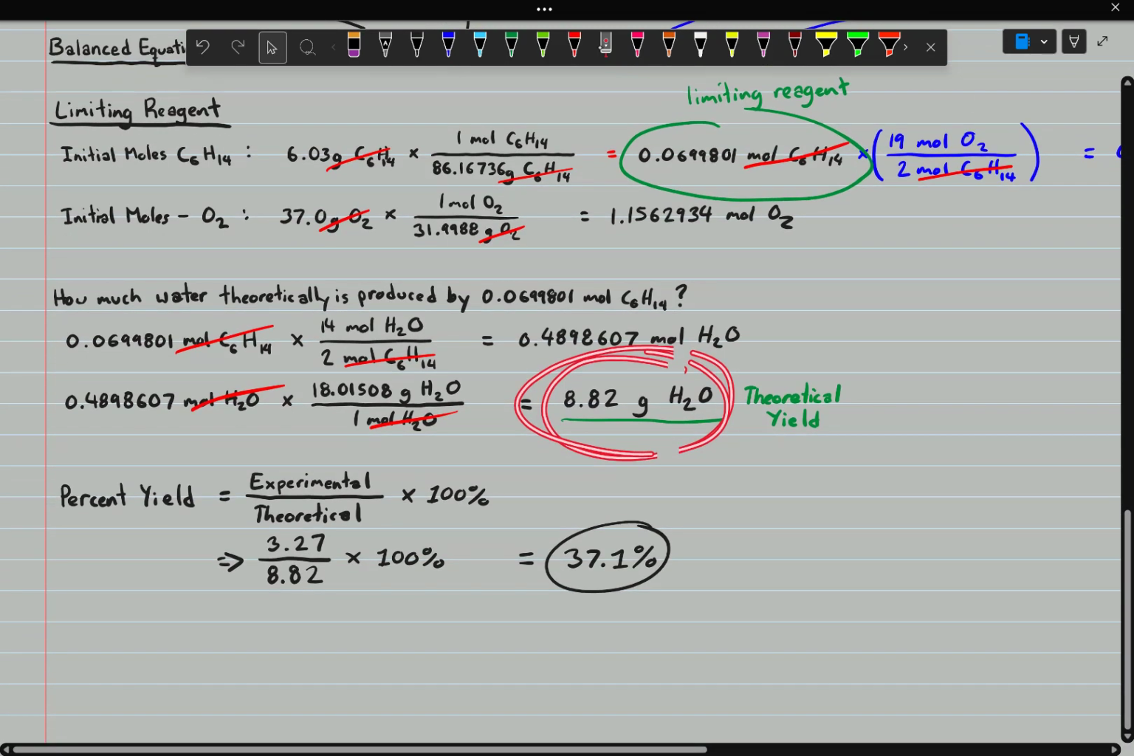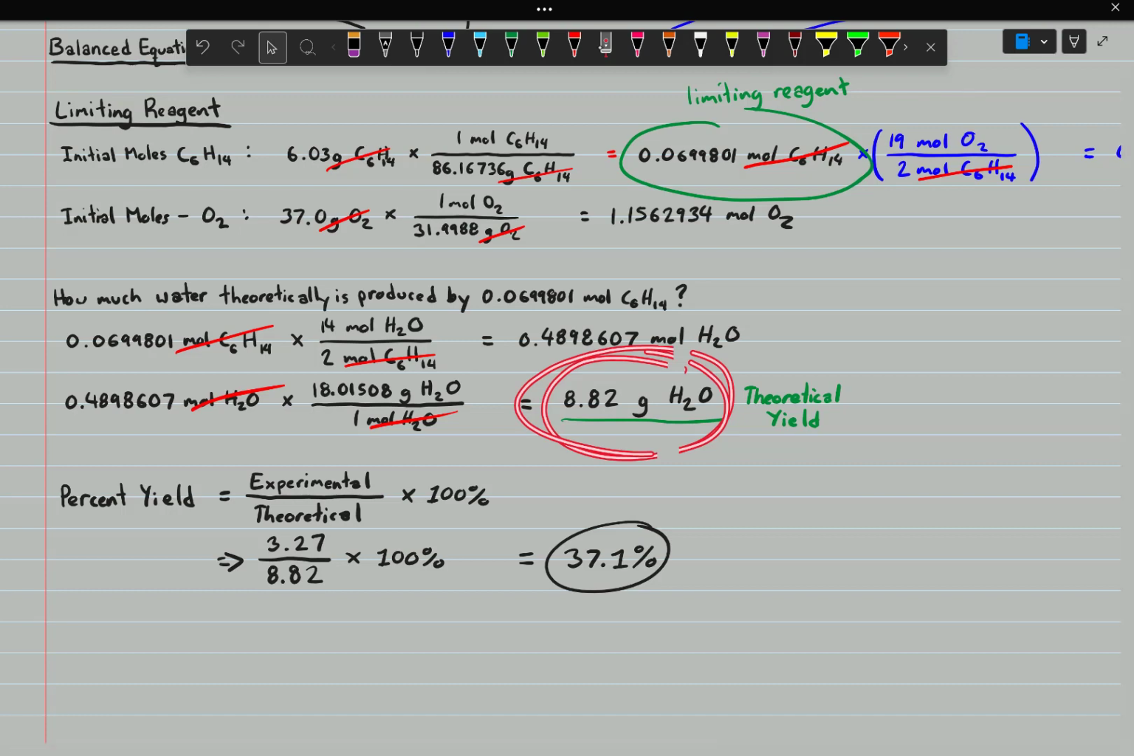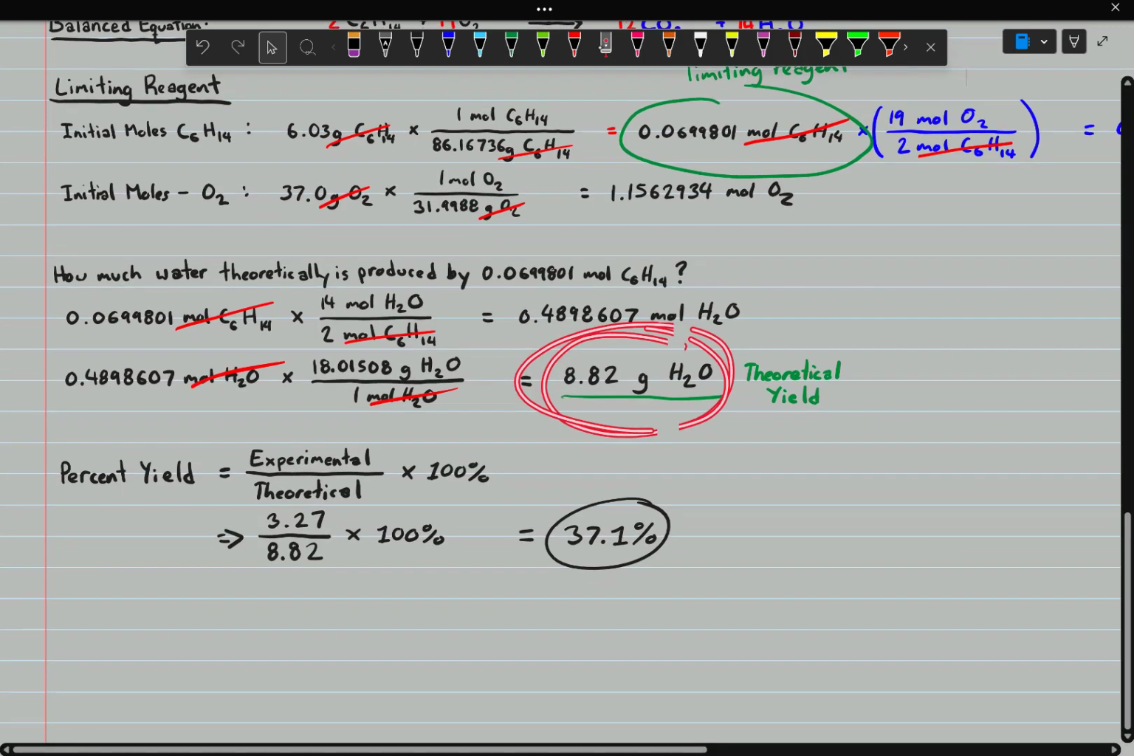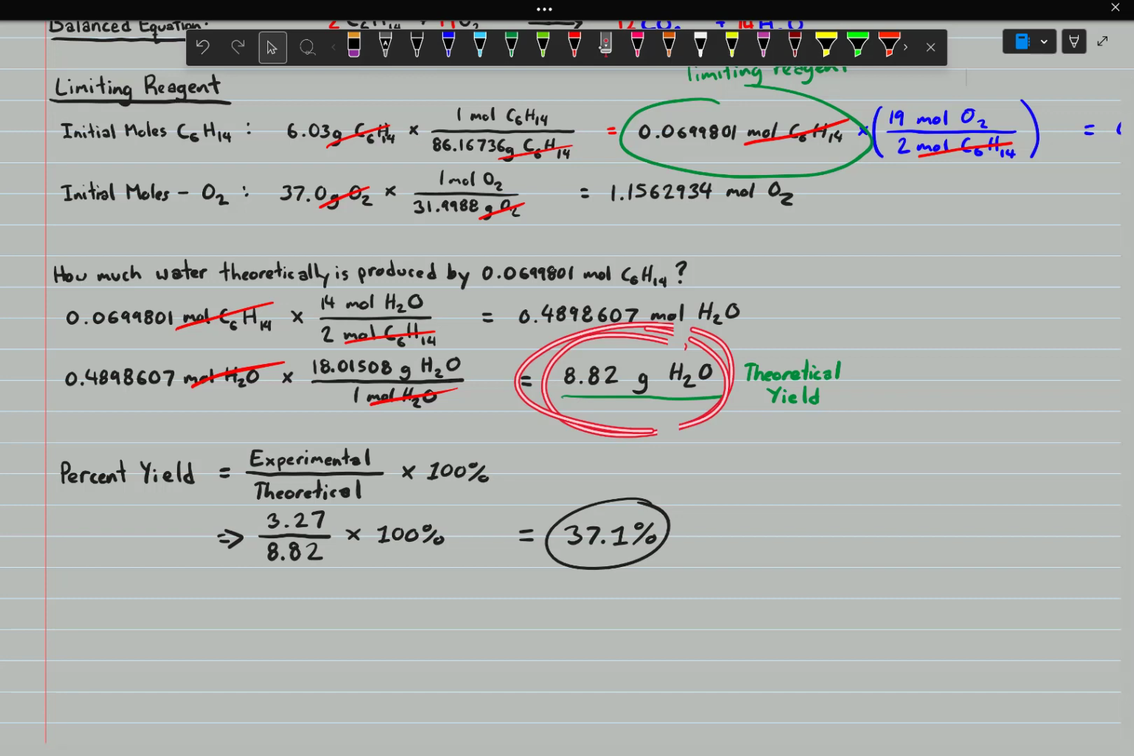And for the record, when you're doing experiments in lab, you're very unlikely to have an experimental yield that is really close to 100%. That's pretty rare. You would have to be very precise, and even then, it's very difficult to achieve. So 37.1% is actually quite a realistic value for a percent yield.